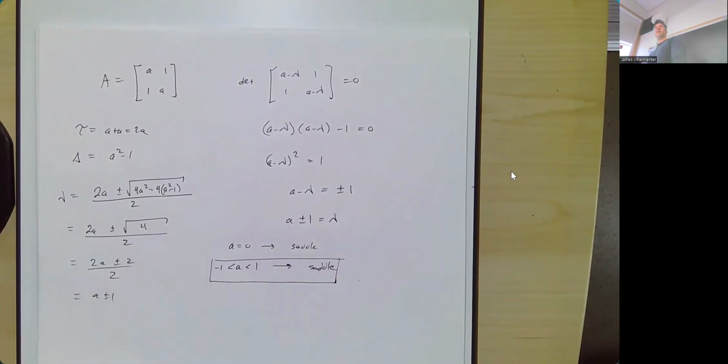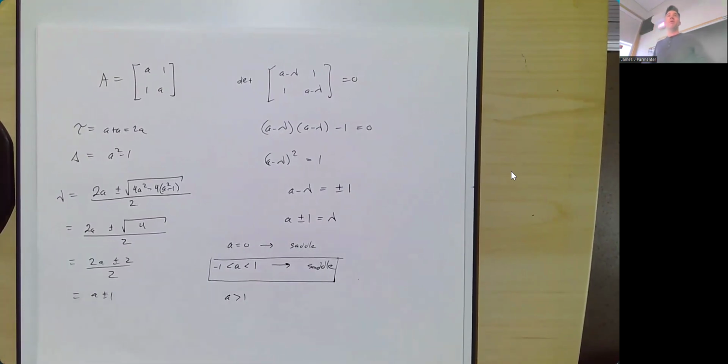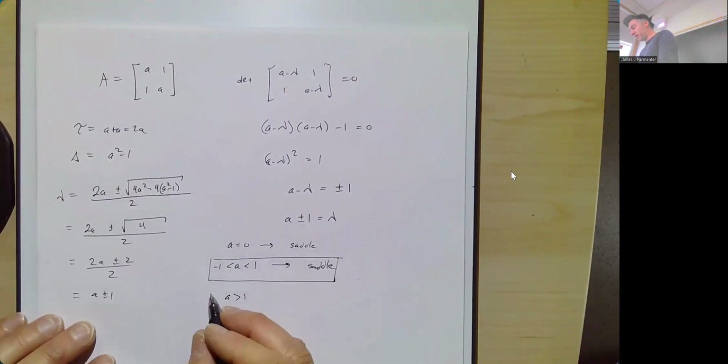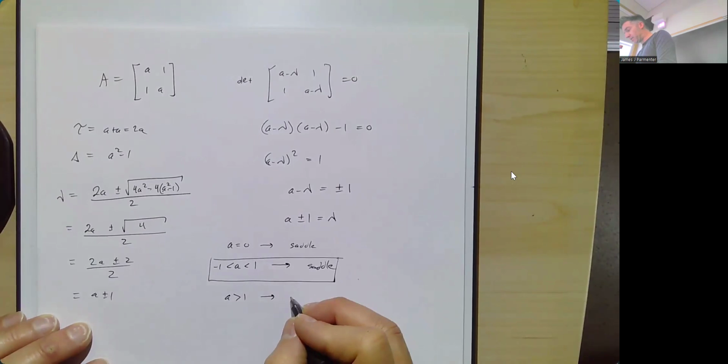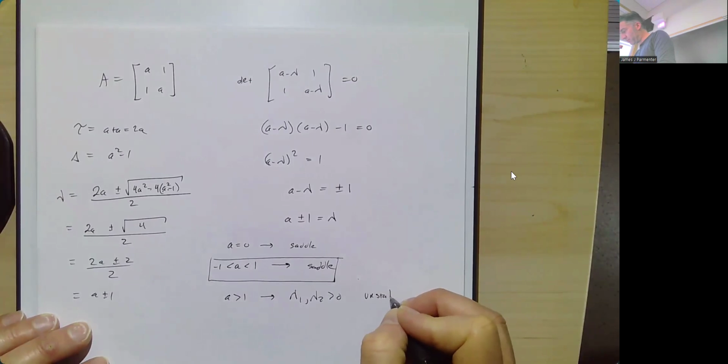Okay. What if A is bigger than 1? I would pick a number, like 3. If A is 3, what are my eigenvalues? Are they both positive? Both negative? One of each? Are they complex? Both positive, right? 3 plus 1 is positive, 3 minus 1 is positive. And that seems like it would be true for any value larger than 1. You could pick 1.001: 1.001 plus 1 is positive, 1.001 minus 1 also positive. So if A is bigger than 1, they're both positive, which means you have an unstable node.